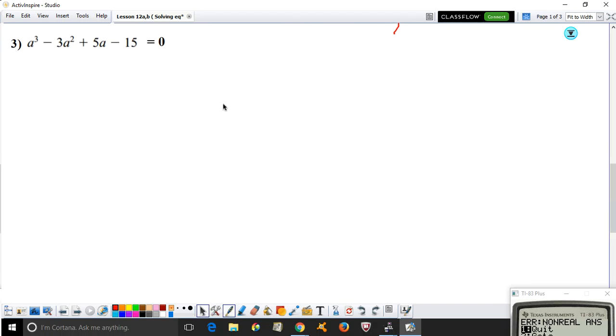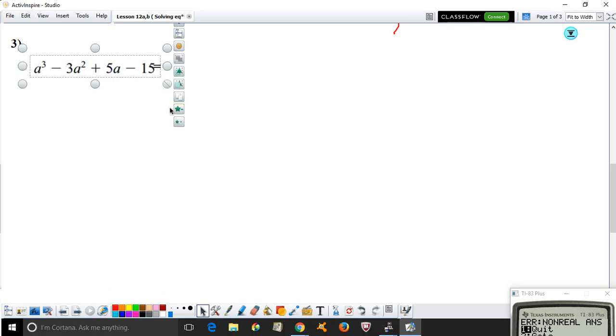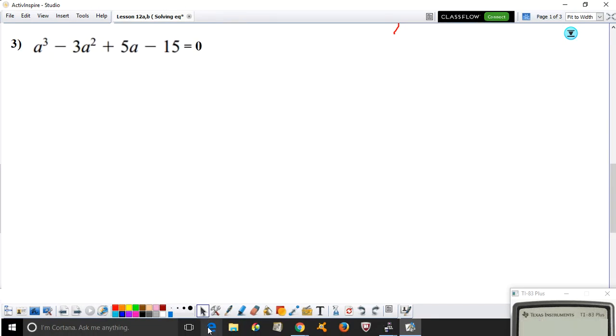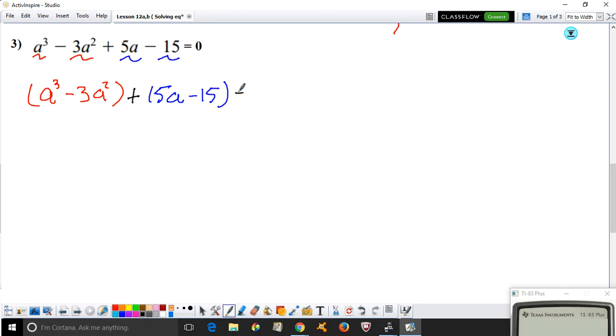Again, when you have 4 terms and you've been asked to solve, your go-to method is factor by grouping. So look at the first 2 terms, x cubed minus 3x squared. Let's group them. So x cubed minus 3x squared plus, let's look at the second group, 5x minus 15. So 5x minus 15 equal to 0.